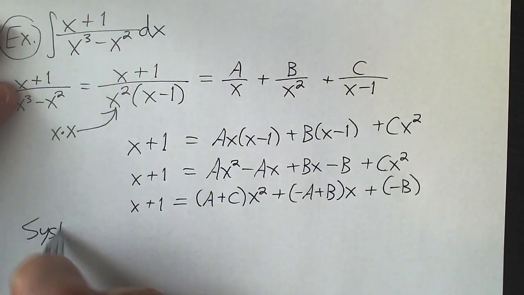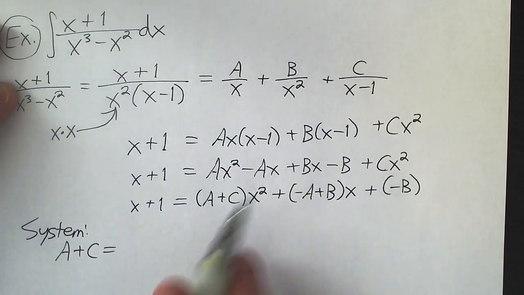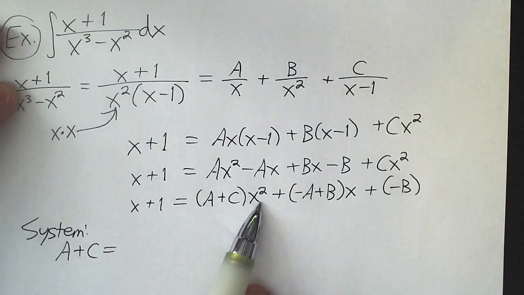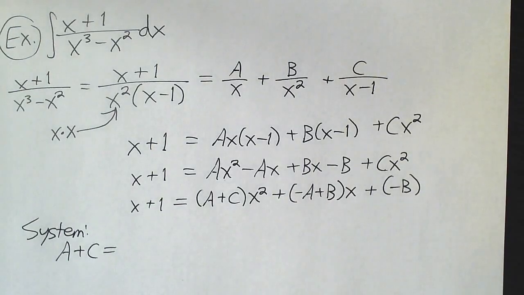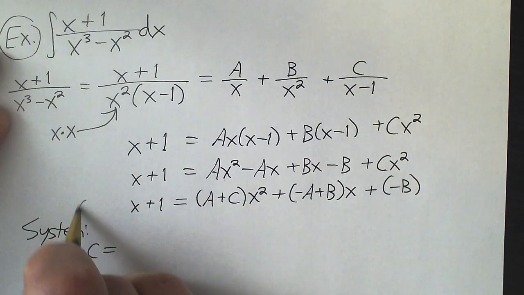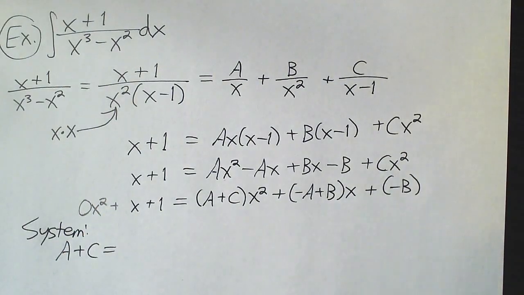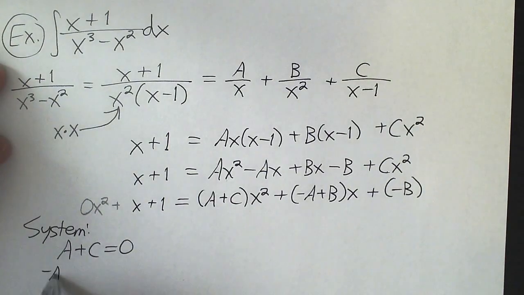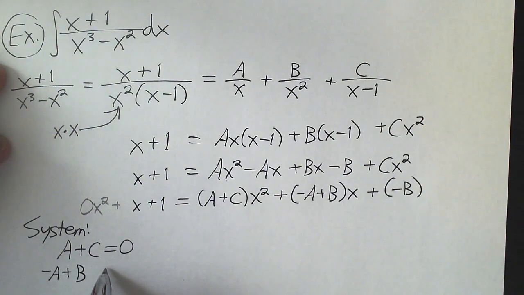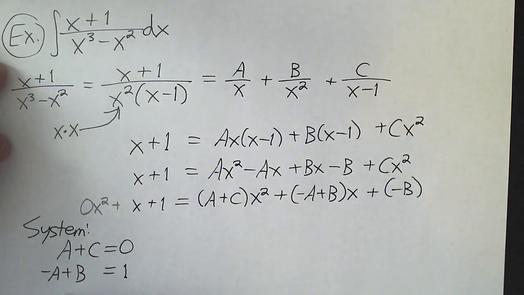So the system that we have to solve here, I guess we have that a plus c must equal, so the number of x squareds on the right has to equal the number of x squareds on the left. And you say, wait a second, there are no x squareds on the left. Well, you could imagine a 0x squared, right? There's 0 of them. So a plus c must equal 0. And then minus a plus b must equal 1, and this constant must equal this constant. So minus b must equal positive 1.